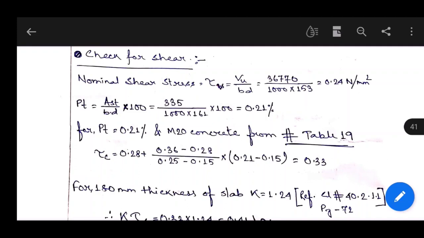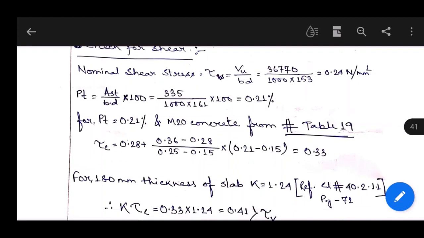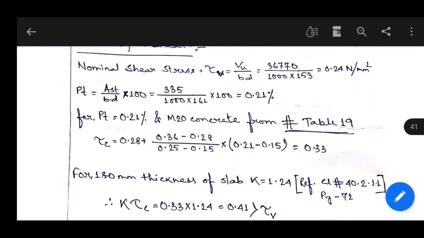Now for 180 mm thickness of slab, value of K coefficient is 1.24, which you can find out from clause number 40.2.1.1 of IS 456-2000, page number 72. I have already shown that page in the last video for one-way slab. Clause number is written here, you can easily find it there. So K value is 1.24.